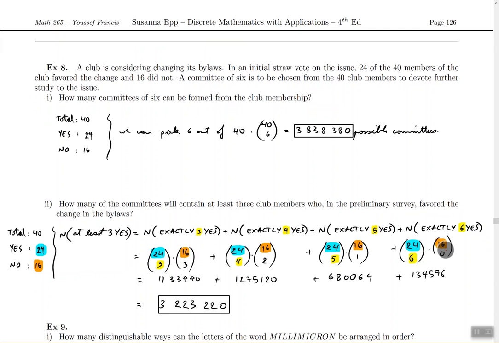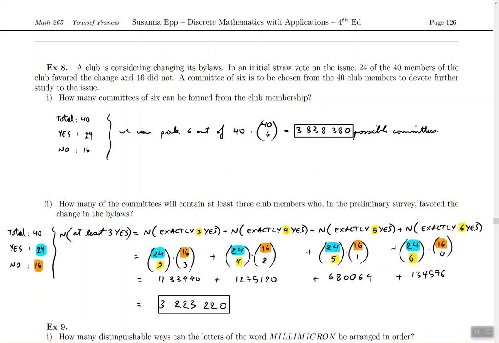Okay, example 8 is similar to the problem that we did where we had to make groups of basketball players with men and women, except here we have to make committees with people who said yes and people who said no. So I hope that you guys are seeing the similarities, and that's what you're going to have to do on a test or a quiz. Just identify which problem your test question is similar to and do the same kind of strategy.